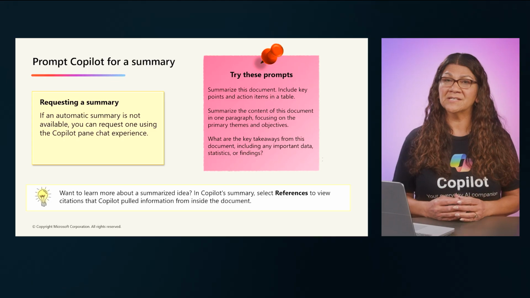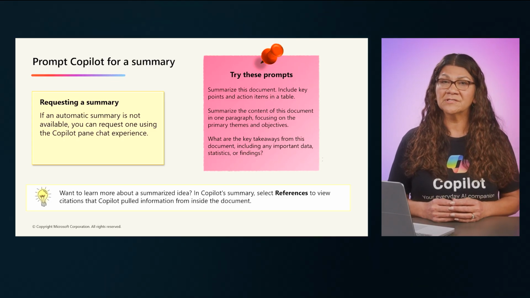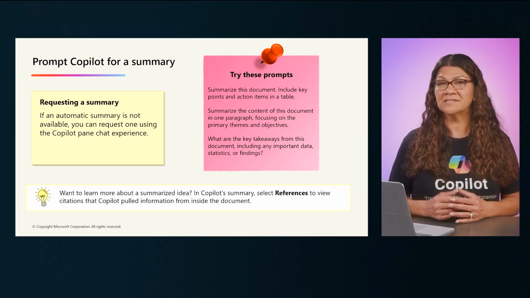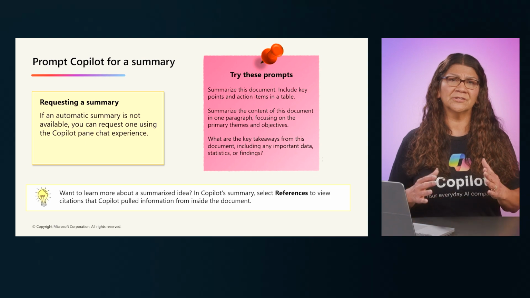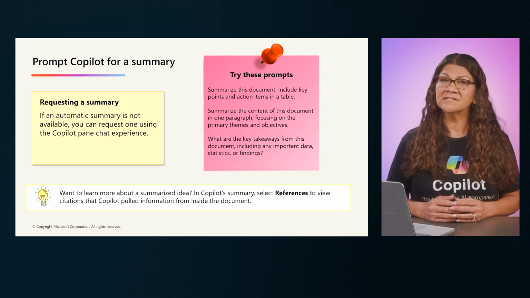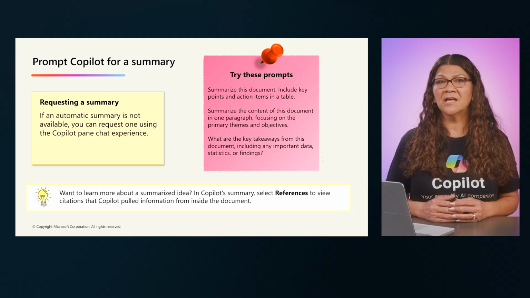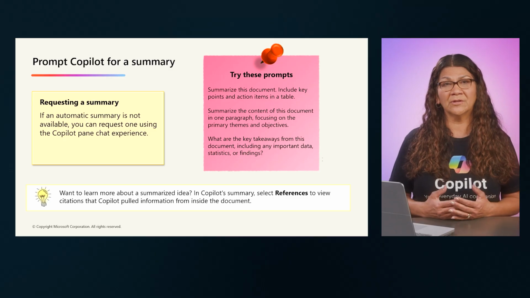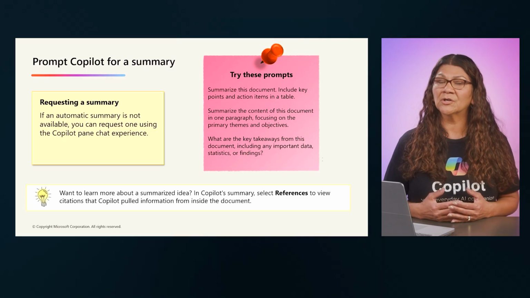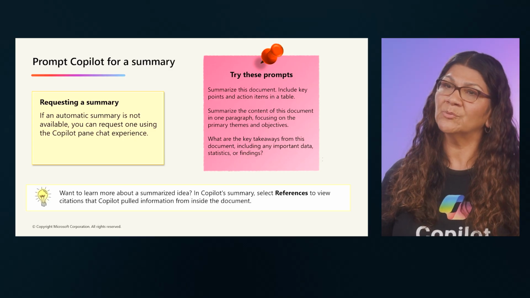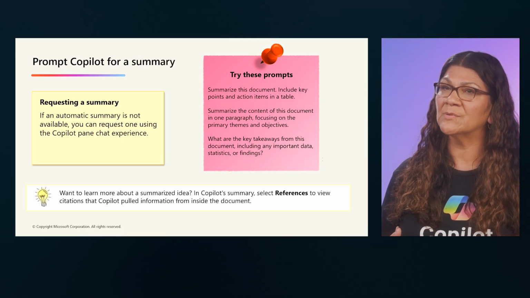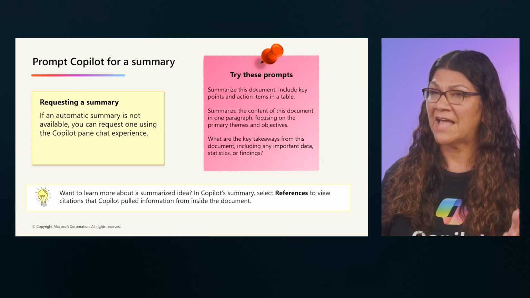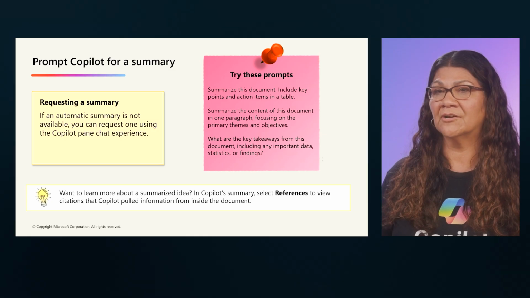Want to know more about the summarized content? Select References to see the cited source that Copilot used in the document to get its information. Try this real-world use case prompt. Summarize this document for an executive audience. Include the key objectives, decisions, risks, and action items in a table, and highlight any deadlines or ownerships mentioned. This approach turns long and complex documents into clear, actionable insight, helping teams move faster with more confidence and clarity.